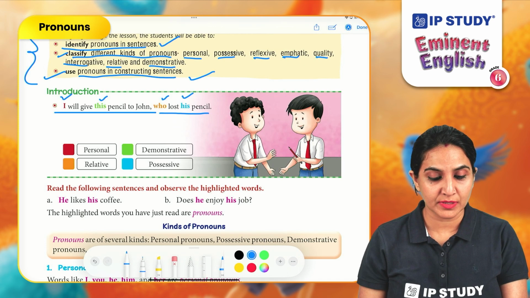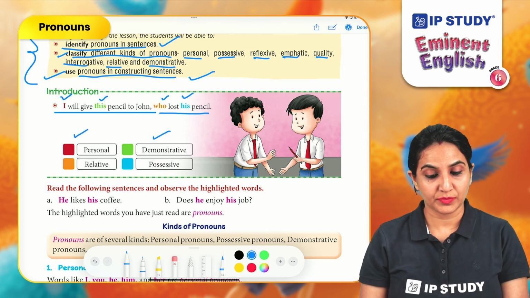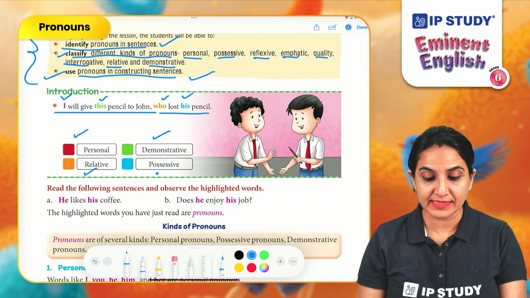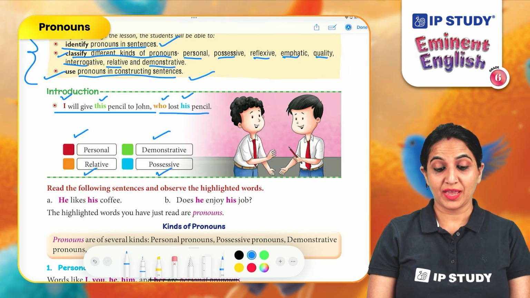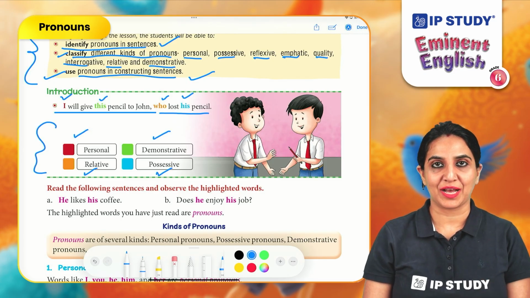I is the personal pronoun. This is a demonstrative pronoun. Whereas who is a relative pronoun and his is a possessive pronoun. We will study all of these types in detail in this chapter.